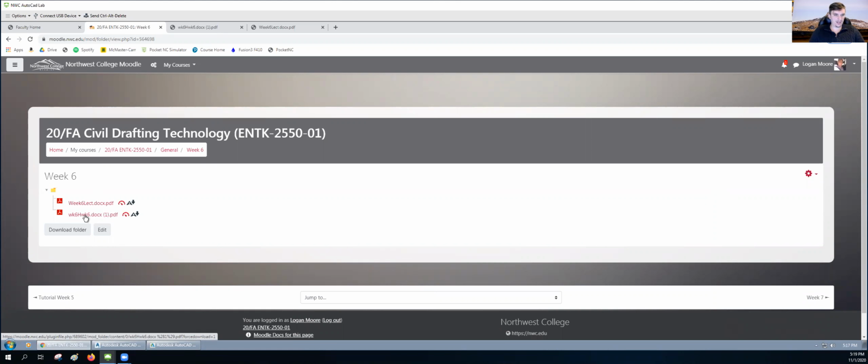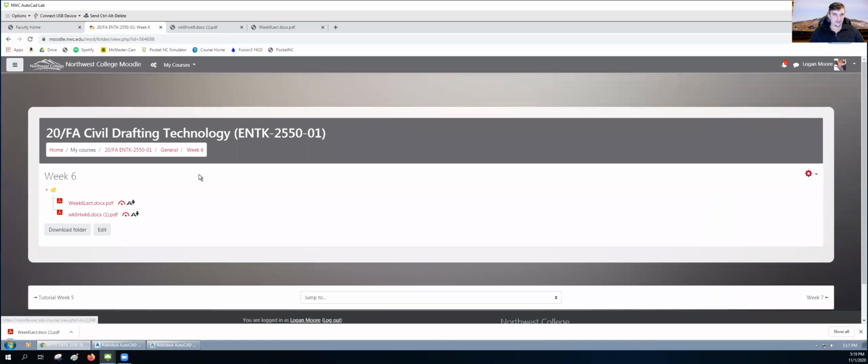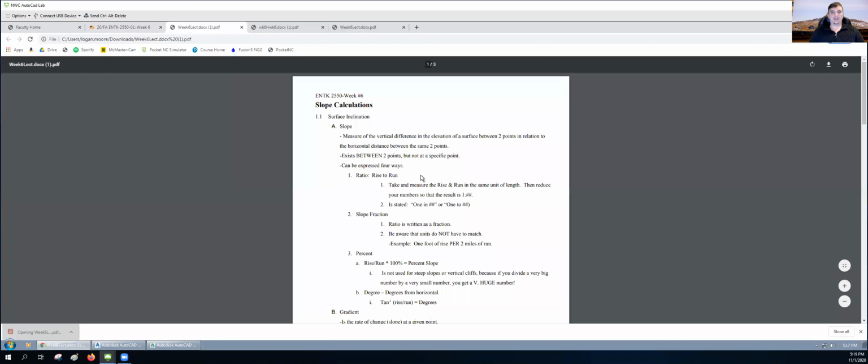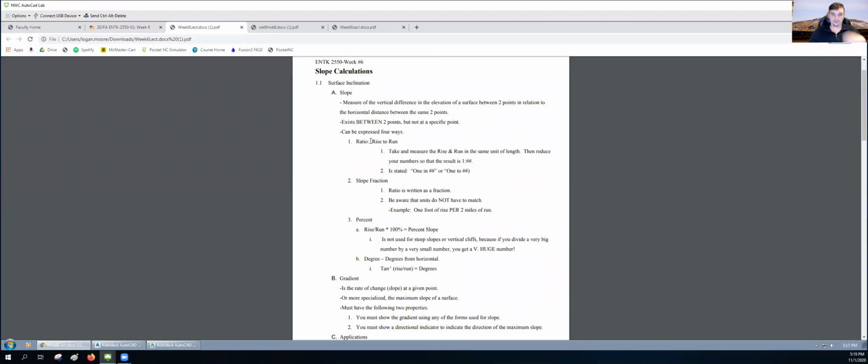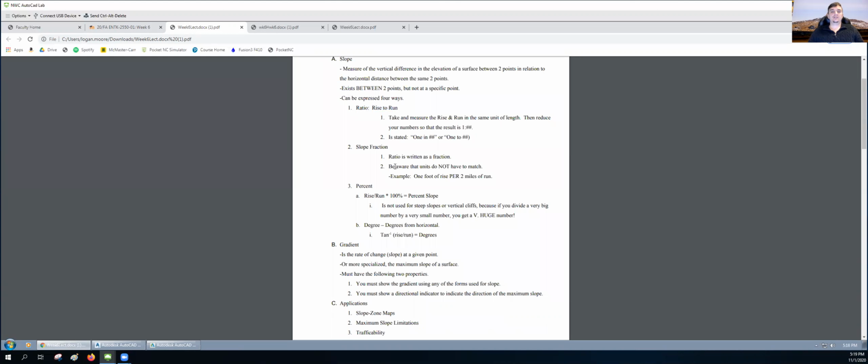You'll probably need to print this guy off, the second one. So this first one is basically just an explanation of slope. All right, so it can be defined as a ratio, like a 3:5 slope or a 10:12 slope. A lot of the times with architectural drafting, you'll refer to the slope of a roof over 12, and that's basically the rise over the run. All right, and you can write that as a ratio or a fraction.